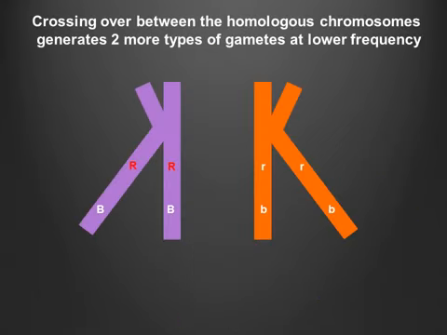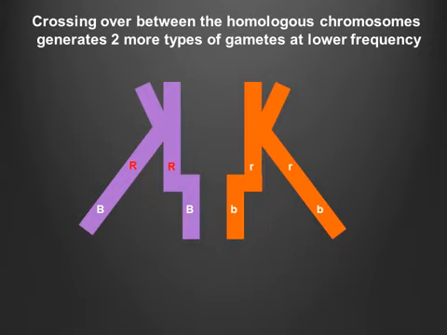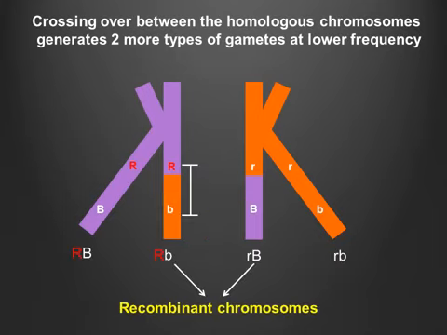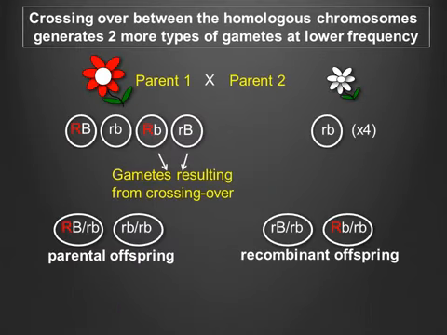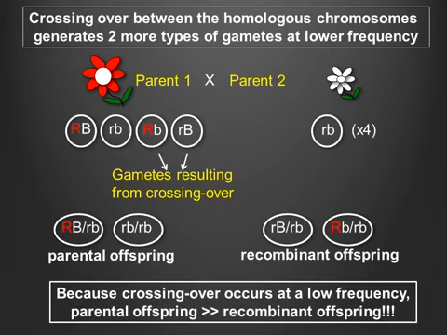However, during meiosis, a process called crossing over or recombination, which occurs at relatively low frequencies, allows for the generation of recombinant offspring. You can see here that crossing over allows for the formation of the two types of recombinant gametes, one with big R little b and the other with little r big B. Note that in this scenario, as in the scenario where the genes are located on different chromosomes, the same four classes of offspring are formed. However, because crossing over occurs at a relatively low frequency, the parental offspring outnumber the recombinant offspring.